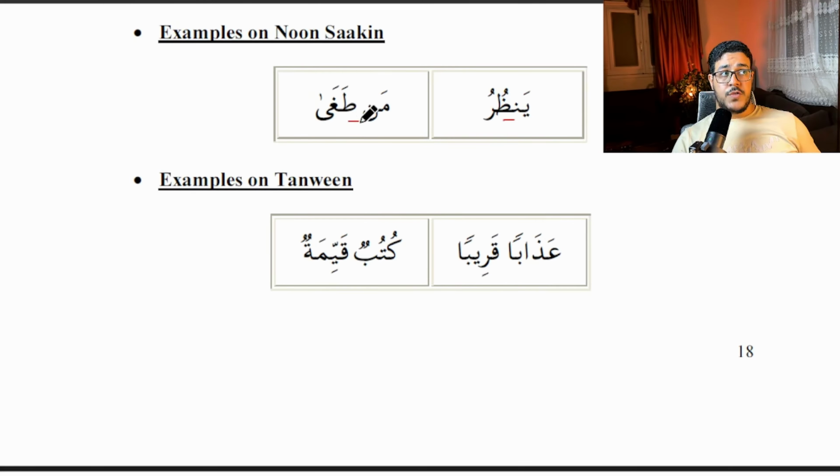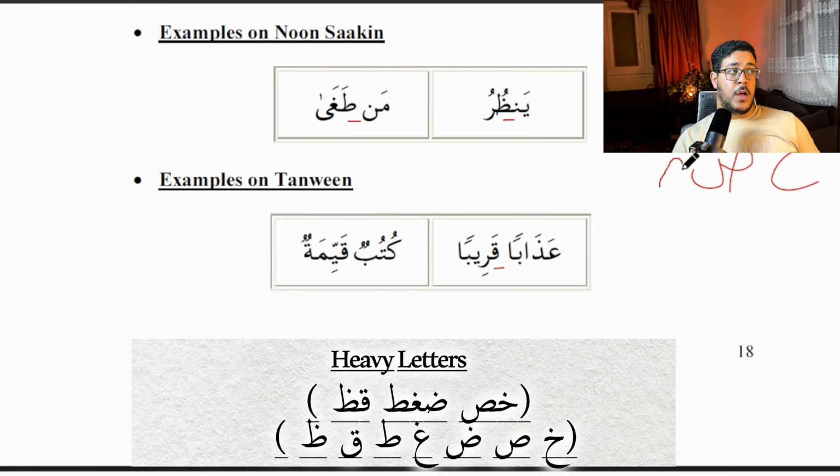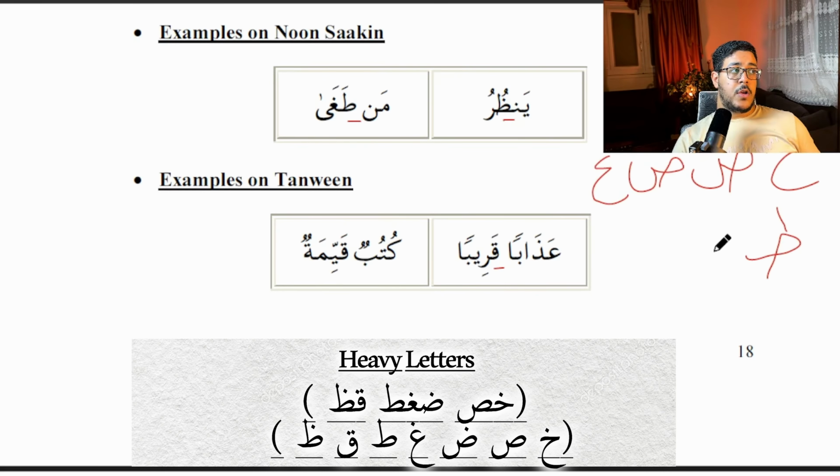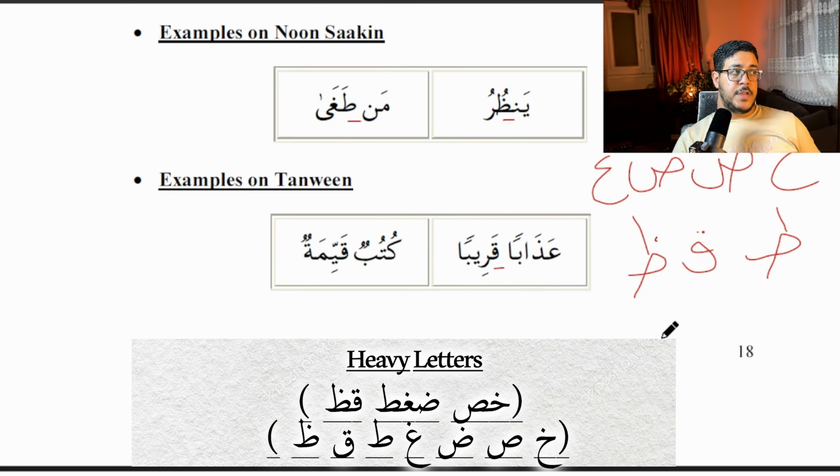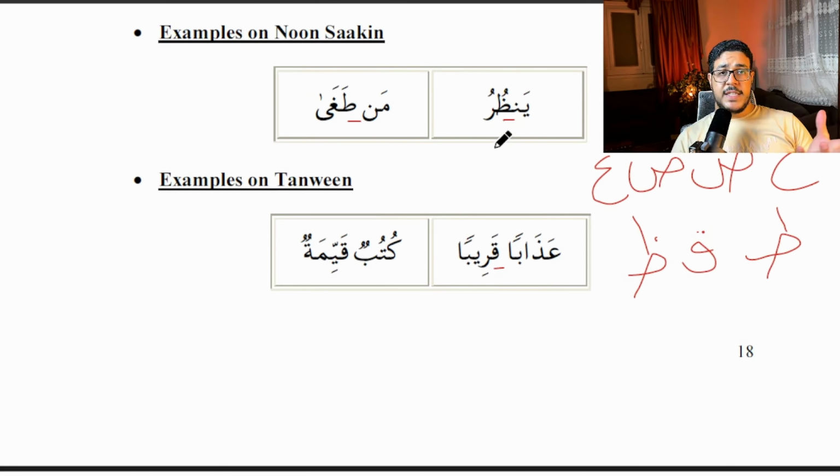Dha and ta, qaf. These 3 letters are from the heavy letters: kha, sad, dad, ghain, ta, qaf, and dha. These are the heavy letters. So the Noon Sakin or the Tanween in these examples here are followed by one heavy letter, and that's why we did a heavy Ghunnah. ينظر عذابا قريبا من طغى. Heavy letters, so we have to do heavy Ghunnah.